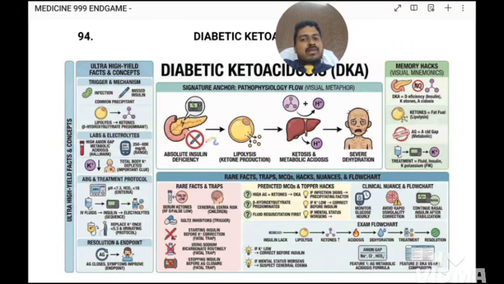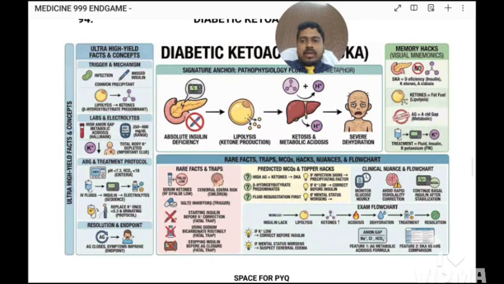Yes. So in DKA, what happens? There is absolute insulin deficiency. There is no insulin at all, and then body will depend on ketone production. So there is lipolysis. So there will be metabolic acidosis also, because ketone bodies are produced, and that will lead to severe dehydration overall because of hyperglycemia. Okay, so there are some common triggers: infection and missed insulin and all.